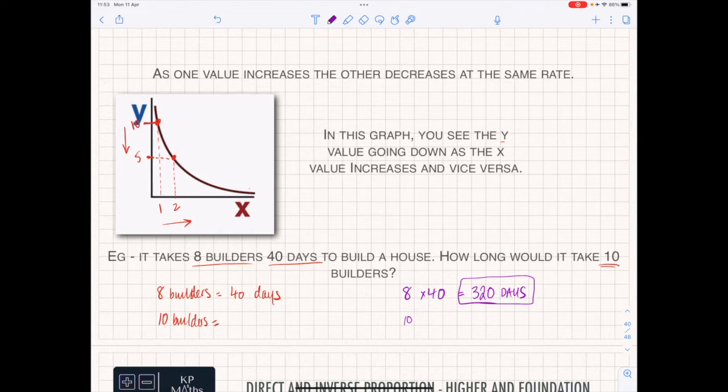Now, what that means is if one person was building it on their own, it would take 320 days. So what you do is you say 320 days, and then you just divide that by 10, because I've now got 10 people, and that gives me 32 days. So you take the total number of days that it will take, in this case 320, and divide it by how many people there are.